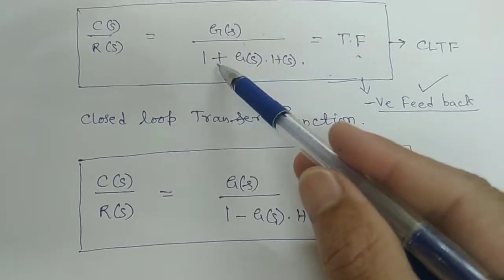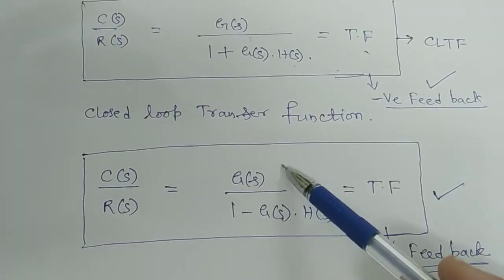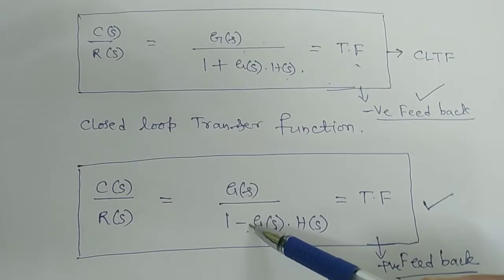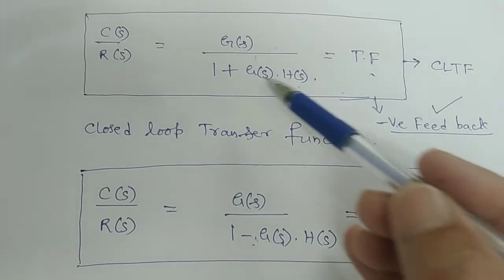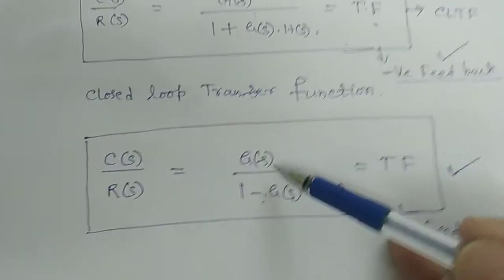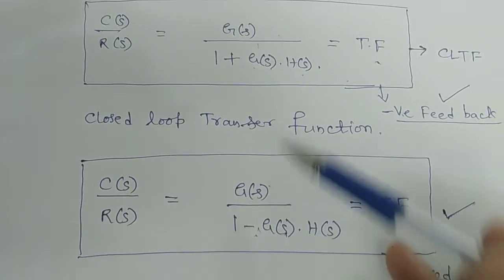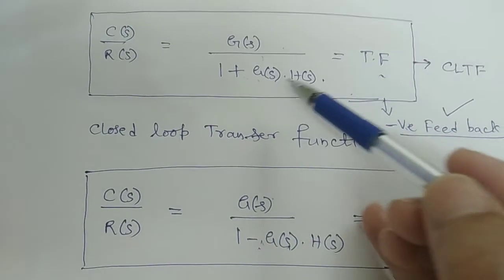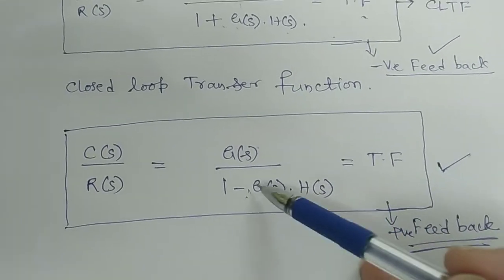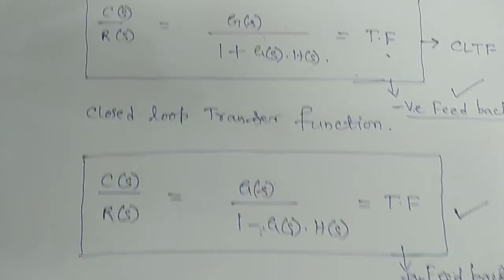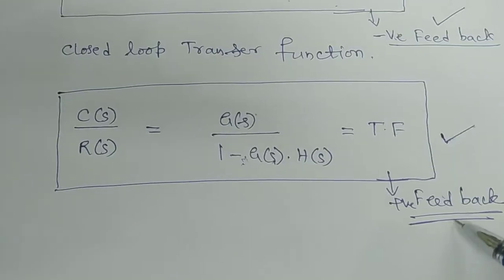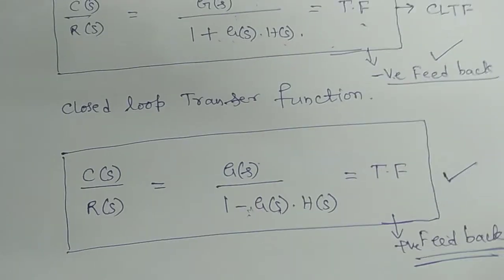G of S by 1 plus G of S H of S, and here G of S by 1 minus; only the sign is different. This is the numerator, this is the denominator. So with the negative feedback, in the denominator you will get positive, and with the positive feedback you will get negative. That's all, very easy. These are called the closed loop transfer function.